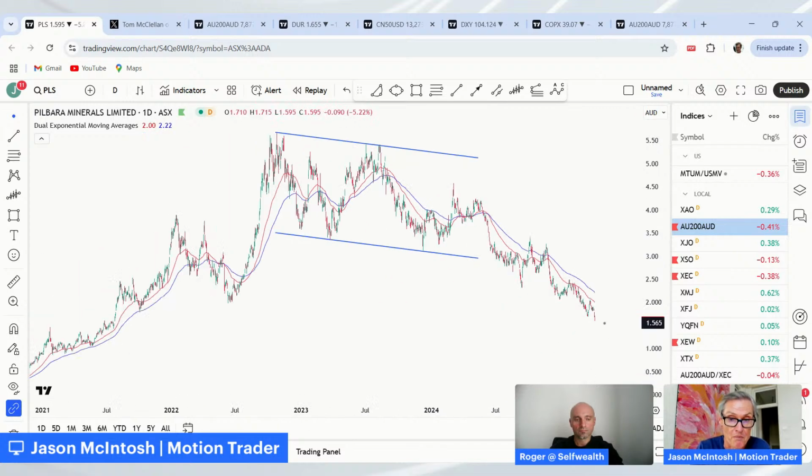Not a stock I'd want to be holding at the moment. The momentum is very much to the downside. Like, who's to say this stock can't get to $1, get below $1? I don't know. I'm not saying it will, but it's $1.60 at the moment. Which will it hit first?